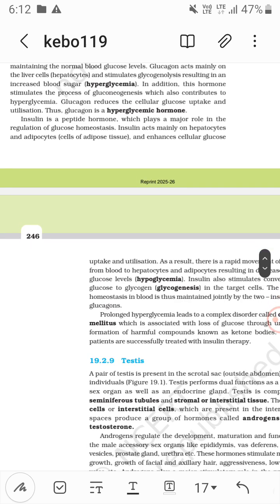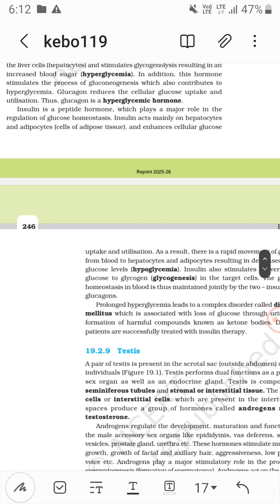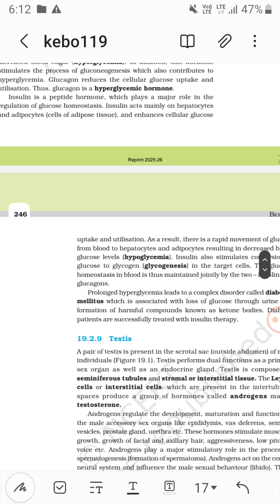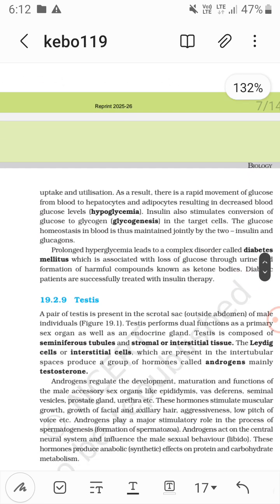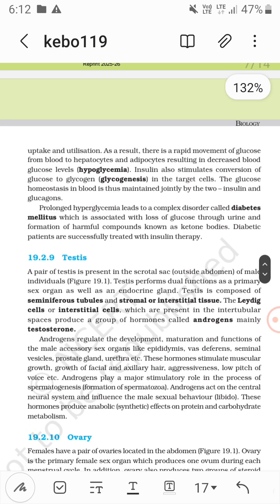Now the antagonist to it, with the opposite action, is insulin. It is also a peptide hormone, and it regulates glucose homeostasis. Insulin acts mainly on hepatocytes and adipocytes, the cells of adipose tissue, and it enhances cellular glucose uptake and utilization, so that glucose from blood comes into the cells. As a result, there is a rapid movement of glucose from blood to hepatocytes and adipocytes, resulting in decreased blood glucose level, that is hypoglycemic.